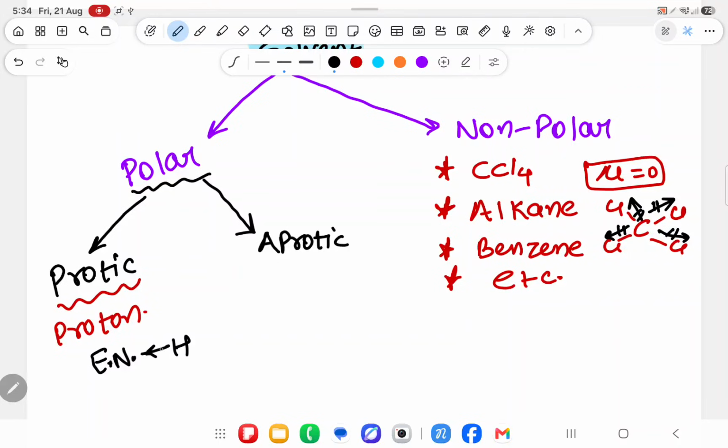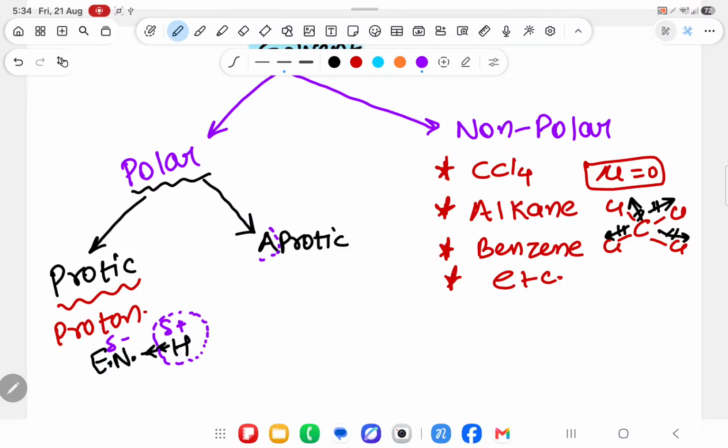the electronegative atom will take the electron, and because of taking the electron it will get delta minus, and the hydrogen will get delta plus. So those compounds which have an electronegative atom like fluorine, chlorine, bromine, iodine, oxygen or nitrogen, and if hydrogen is present attached with that electronegative atom, that solvent is known as polar protic solvent.